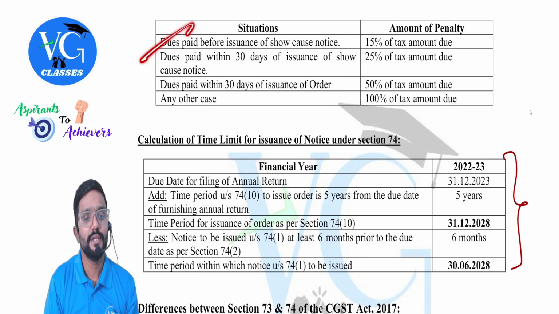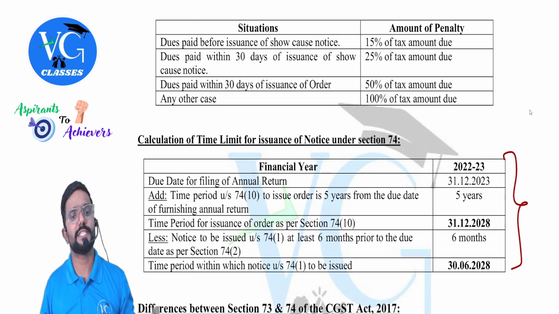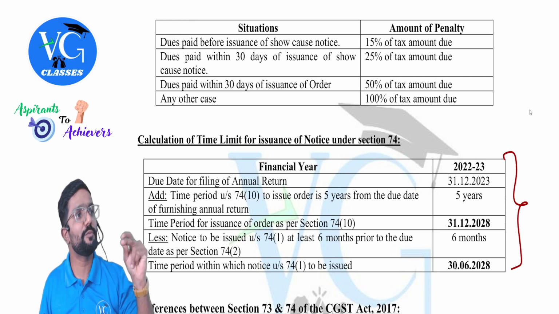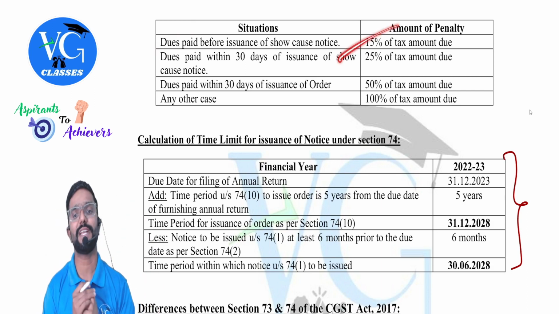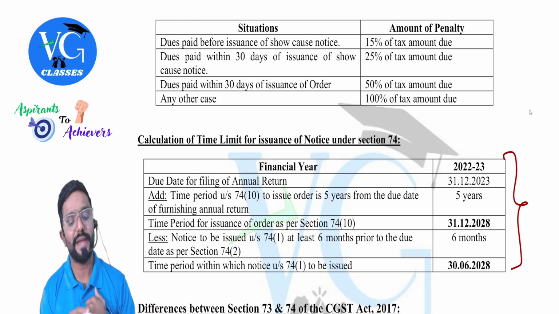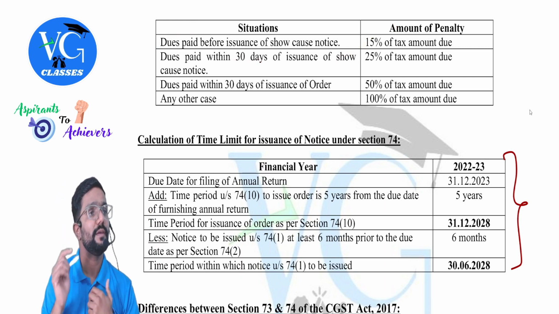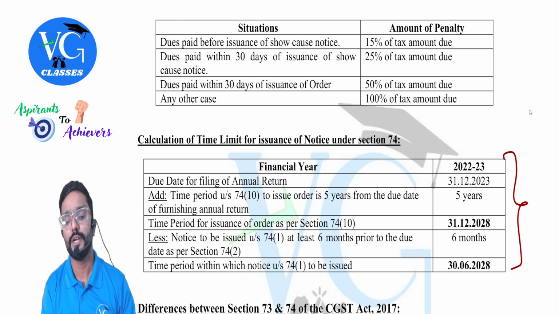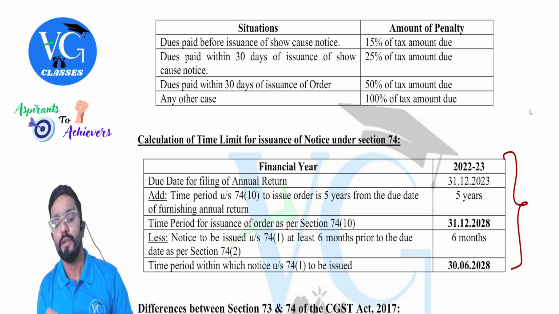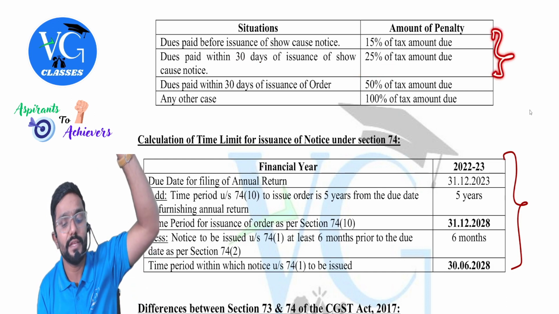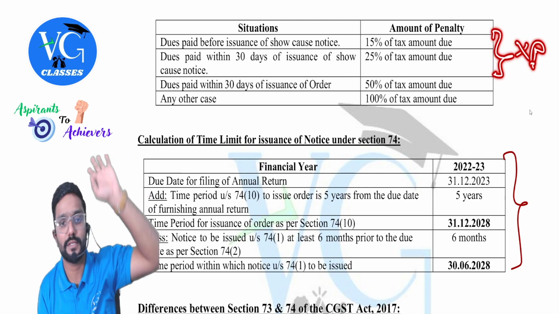If the dues, that is tax plus interest, are paid before the issuance of the notice, should penalty be paid? Yes, 15% of the tax amount. Sir, dues paid within 30 days of notice, is penalty applicable? Yes. How much? 25% of the tax amount. Whereas if it is section 73, in these two cases, no penalty. Correct? Yes.